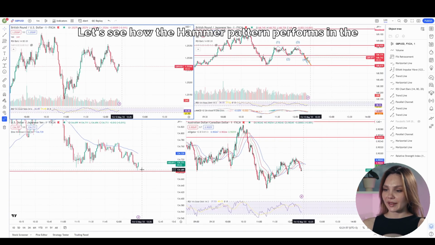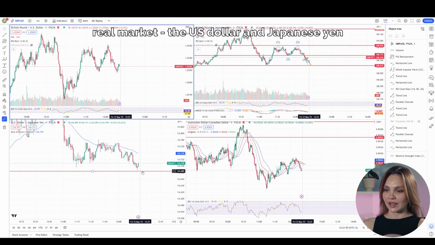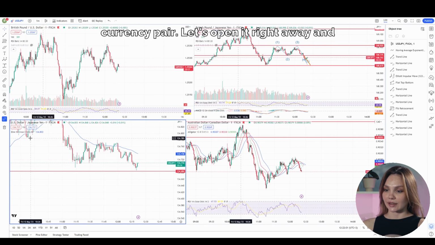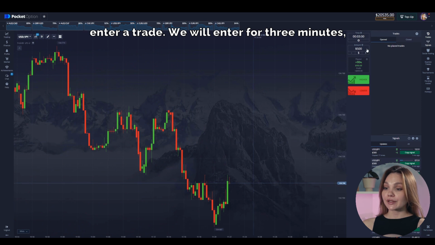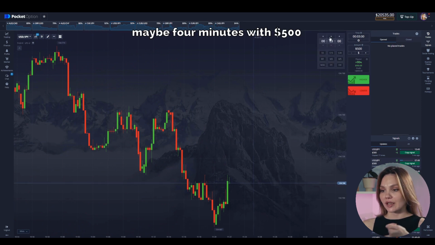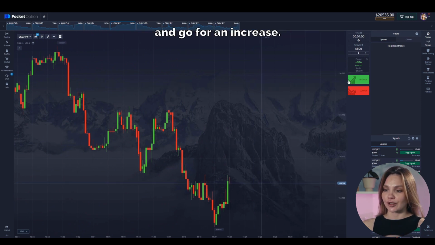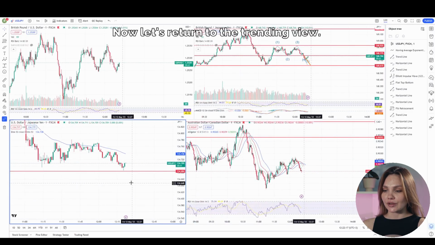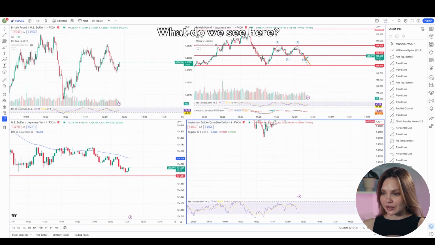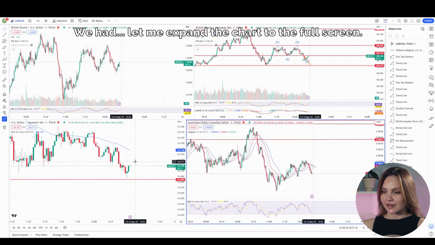Let's see how the hammer pattern performs in the real market, the US dollar and Japanese yen currency pair. Let's open it right away and enter a trade. We will enter for 3 minutes, maybe 4 minutes, with $500 and go for an increase. Now let's return to the trending view. What do we see here? Let me expand the chart to the full screen.